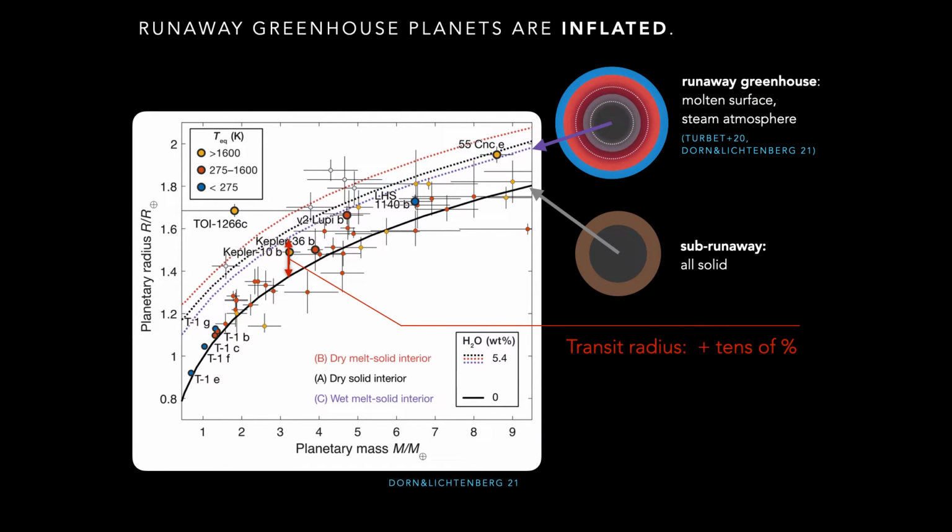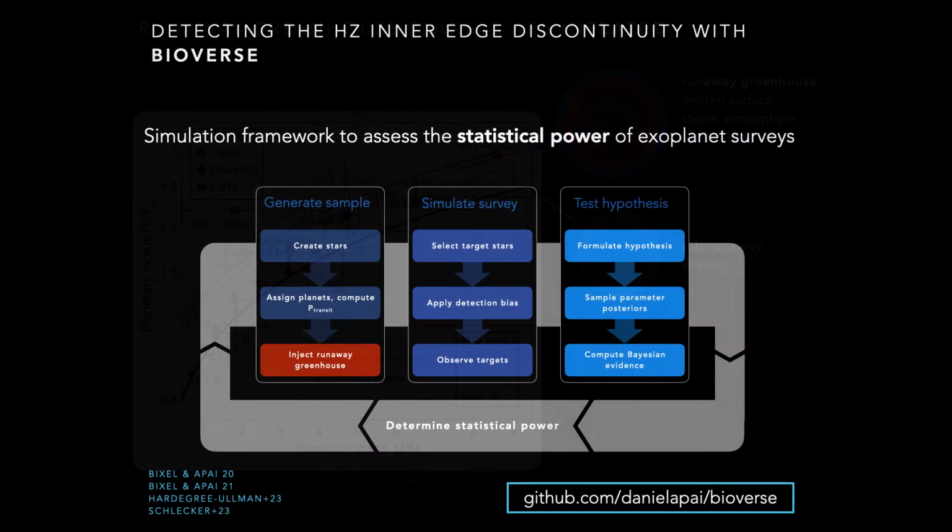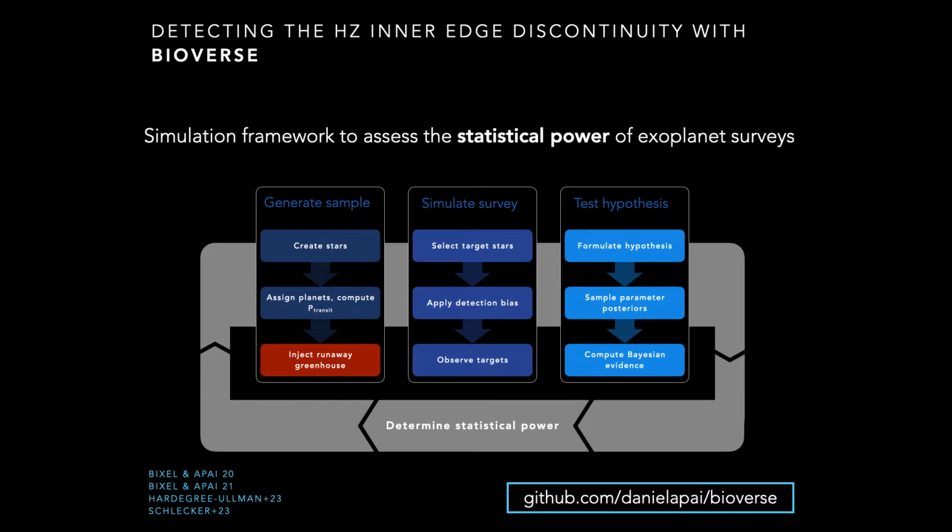Runaway greenhouse models predict a significant radius increase due to these extended steam atmospheres, and here we use these theoretical predictions as templates to search for population-level imprints of the runaway greenhouse transition. We do this with our hypothesis testing framework, Bioverse, an open source tool that allows you to take any mission concept and, instead of just calculating a planet yield, really answer the question: what statistical hypothesis will my mission be able to test?